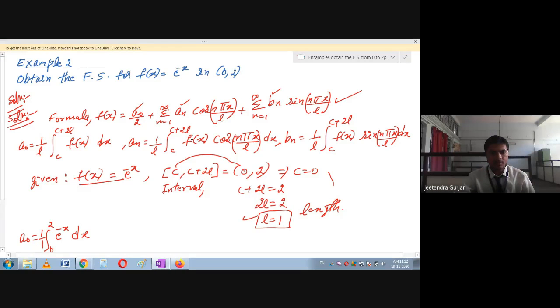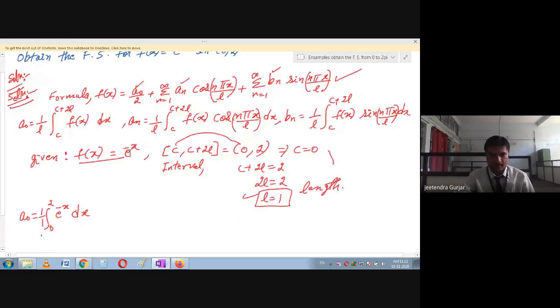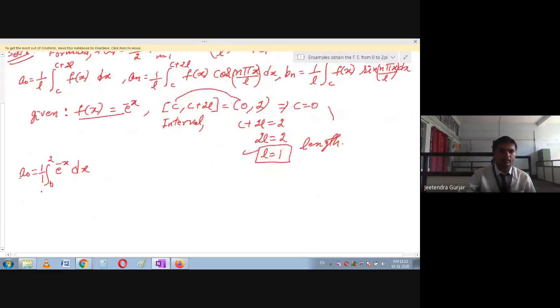Okay, then substitute the values. F of x is equal to e raised to minus x. Then you have the interval c to c plus 2l, that is 0 to 2, where you can compare both and identify c is equal to 0 and l is equal to 1. So I have substituted these values in a naught. What is a naught, students? Yes, one question, a 1 mark question they may ask. A naught, a n and b n are nothing but Euler's coefficients. By Euler's formula we have the a naught, a n and b n coefficients.